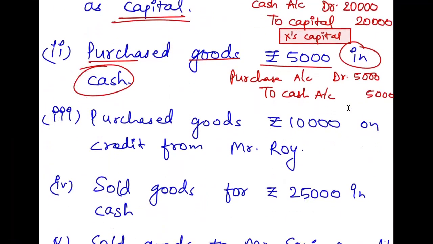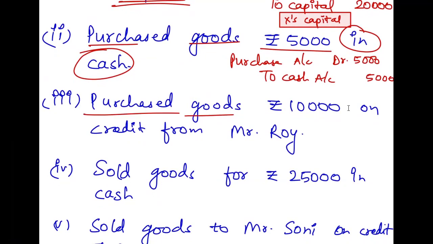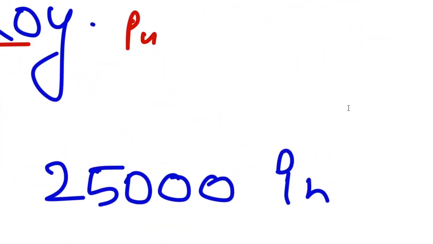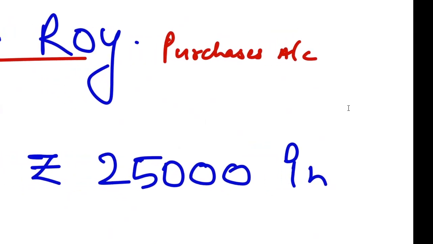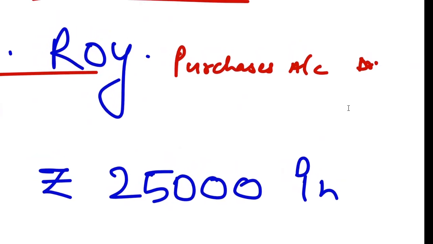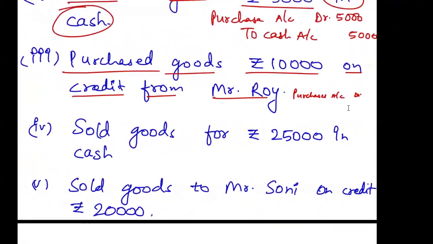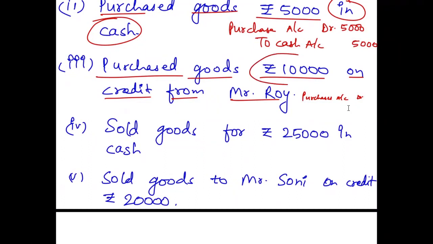Now let's go to the third effect. Purchased goods rupees 10,000 on credit from Mr. Roy. If I made the purchases, I am very clear that the purchases account will be debited because the goods will come in. For how much amount will the purchases account be debited? For 10,000 rupees as a whole. I am not having much space, so I will shift it here. So purchases account is being debited by 10,000 rupees.